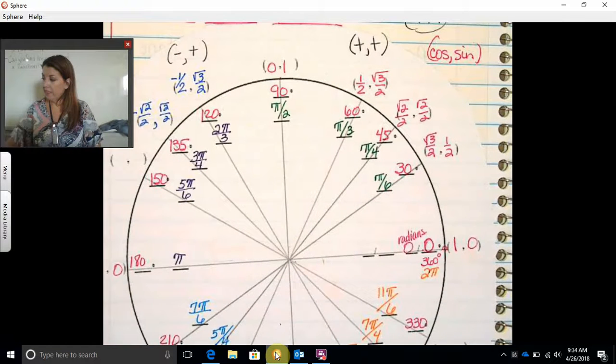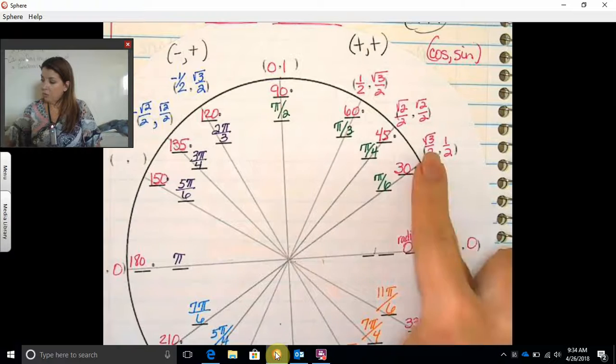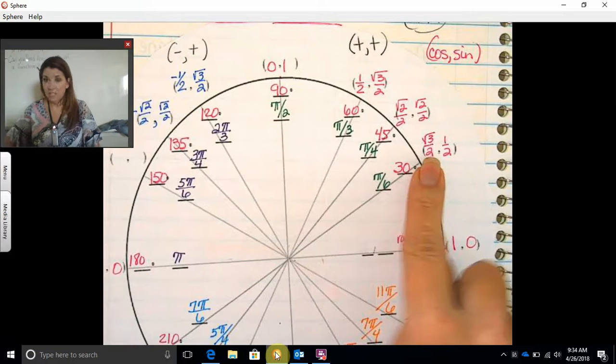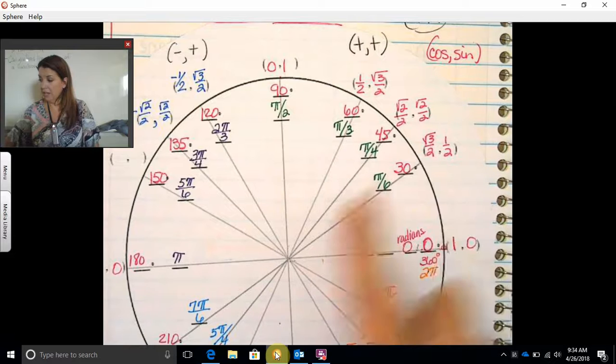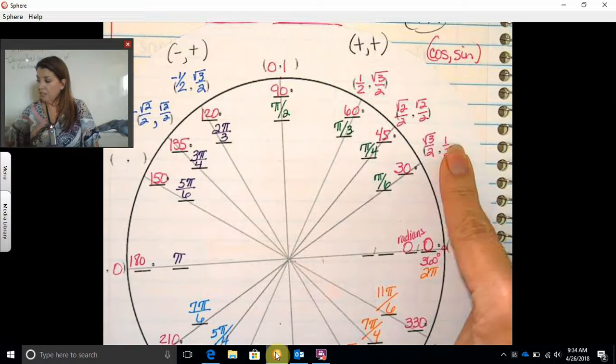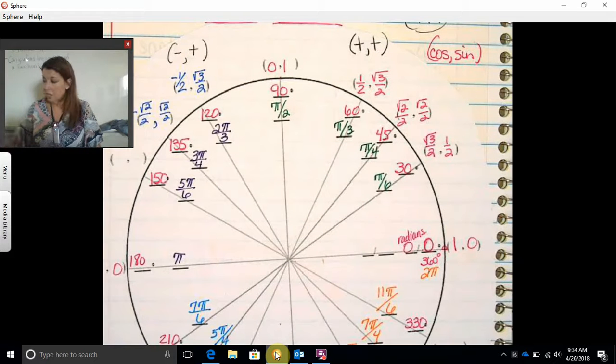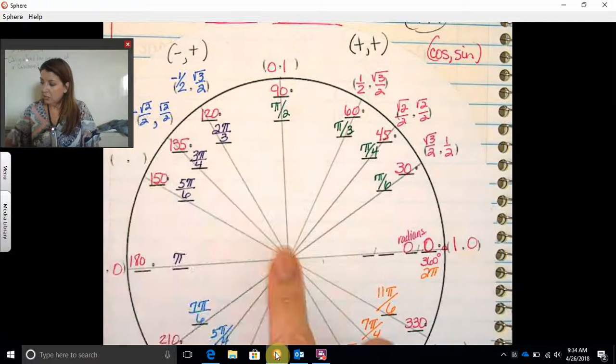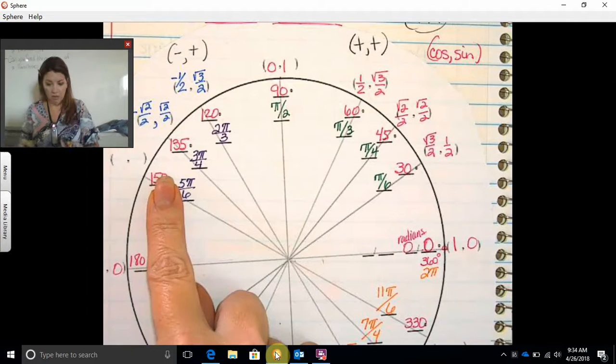All right, so we talked about that, and then we started finding the ordered pairs of each one of these. And remember, in the ordered pair, the x is the cosine of the angle, and the y value is the sine of your angle. So we were working our way around, and we got to 150 degrees. That's where we left off.